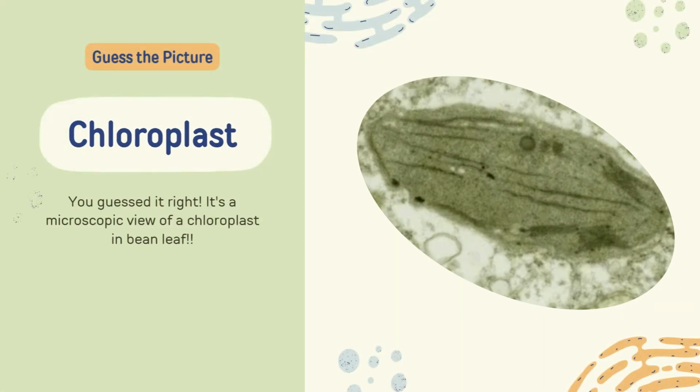Yes, it's chloroplast. What you see here is a microscopic view of chloroplasts inside a beet leaf, part of nature's remarkable energy converters.